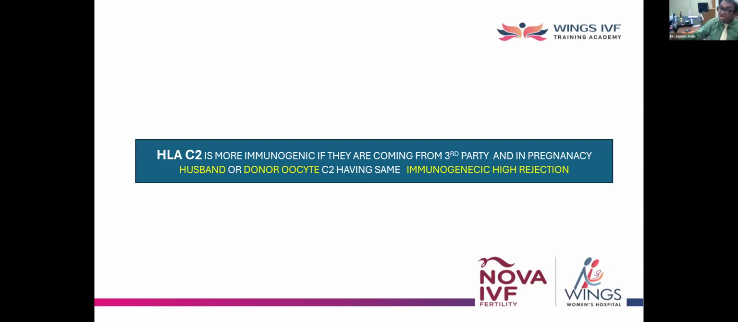It is more immunogenic if it is coming from a third party. That means the husband is also a different party for the mother. And if you are doing a donor oocyte, then again, if C2 comes, it is highly immunogenic, with high rejection. That's why, when you are doing a two embryo transfer in a donor and the donor has more C2, or even your husband has more C2, you can change your strategy from double embryo transfer to single embryo transfer, and then you will get fewer rejections. I want to say that single embryo transfer is again a way forward to reduce recurrent implantation failure and recurrent pregnancy loss.